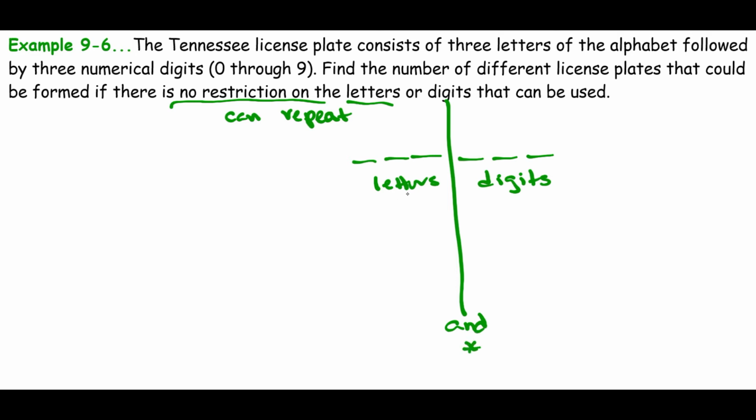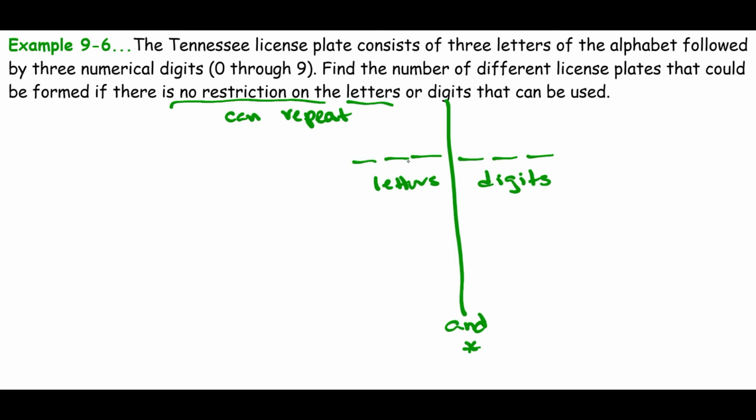So we're going to figure out the letters. How many ways can I choose the letters? We're going to figure out the digits. How many ways can I choose the digits? And then we're going to multiply those 2 together. So here for the letters, there's only one set of letters. There are 26 letters in the alphabet. So there are 26 letters to choose from.